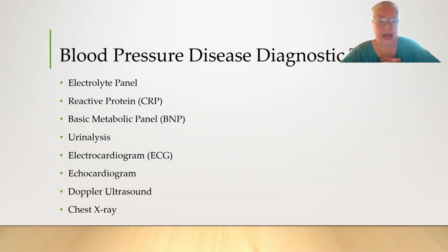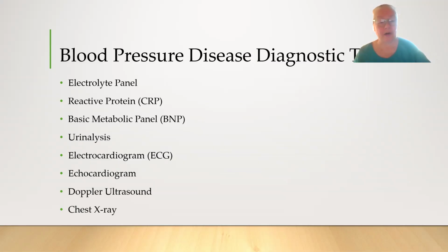CRP, that's C-reactive protein. That's a test that detects inflammation in the body, which is associated with cardiovascular diseases, including hypertension. Elevated CRP levels may indicate a higher risk of heart problems, and that's the reason why we look at that particular test. Then we've talked about basic metabolic panels, BMP. Again, BMP is the basic metabolic panel that has our electrolytes in it.